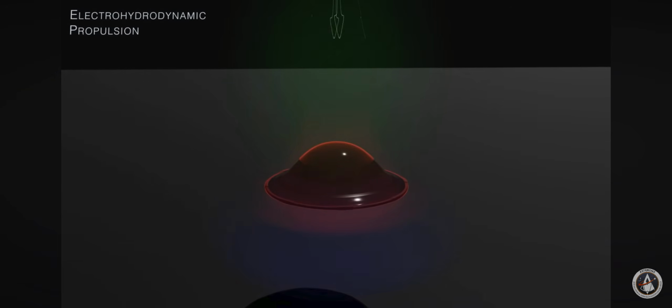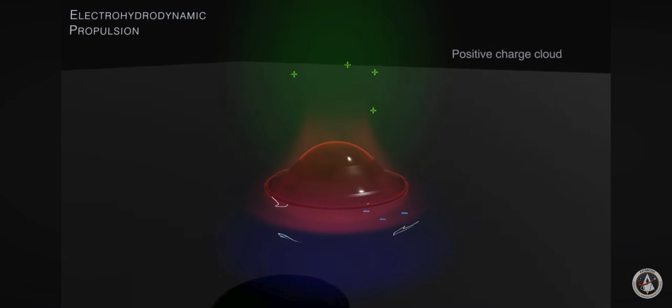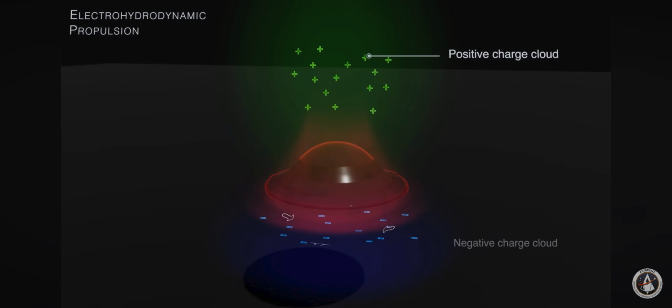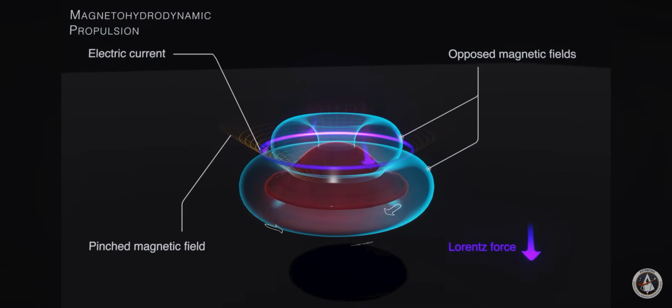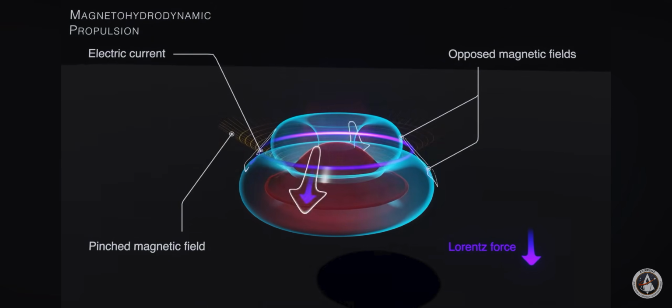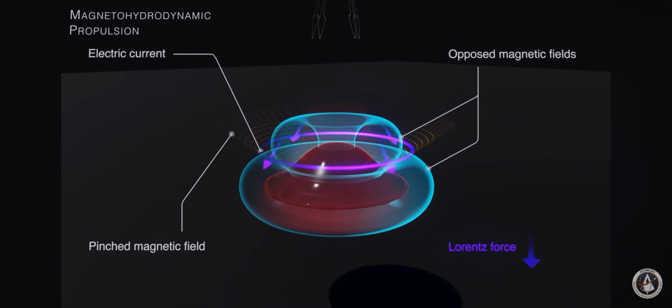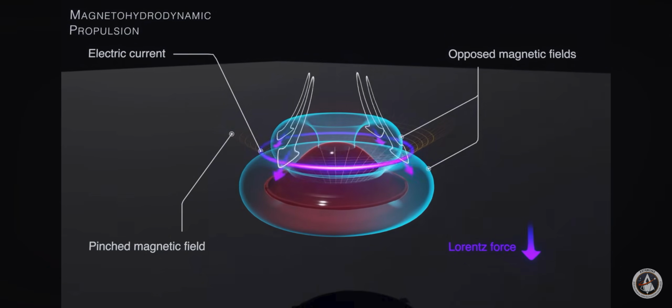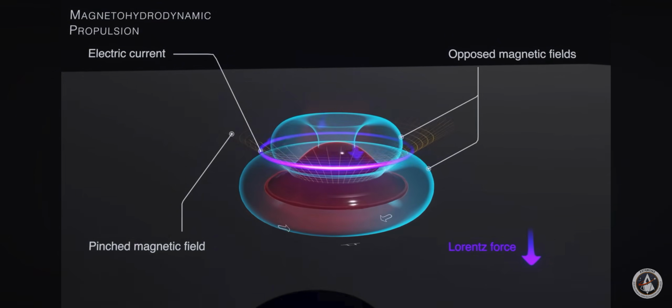Electrohydrodynamics, EHD, is not the same as electrodynamics. The field of electrodynamics includes both EHD and MHD, so all forms of EHD propulsion and MHD propulsion are also electrodynamic propulsion, but not all forms of electrodynamic propulsion are necessarily EHD or MHD.